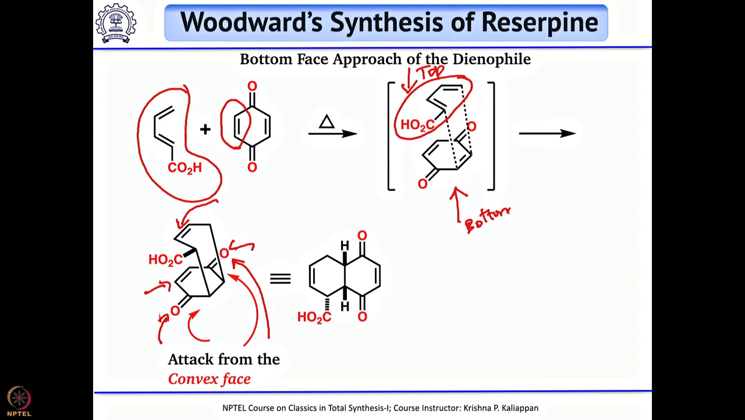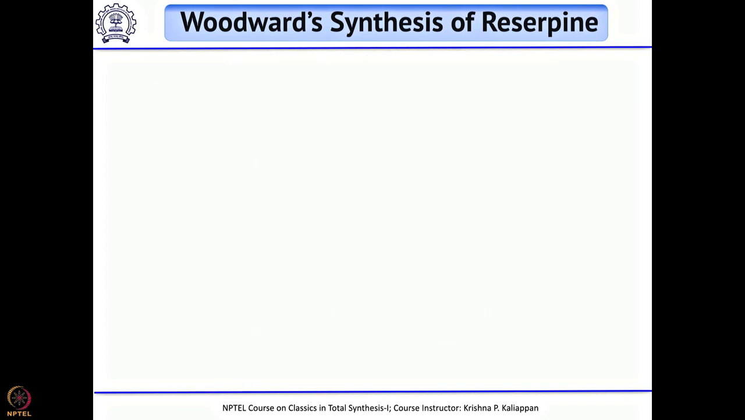So now what I have done, if you look, I have drawn this in the two dimensional form. Is it clear? Now what I have done is, I have rotated this compound and written it like this. Are they the same? Yes, they are the same. So this is one way to look at the Diels-Alder reaction, where the dienophile approaches the diene from the bottom face. Now the same thing we will do where the dienophile approaches from the top face.